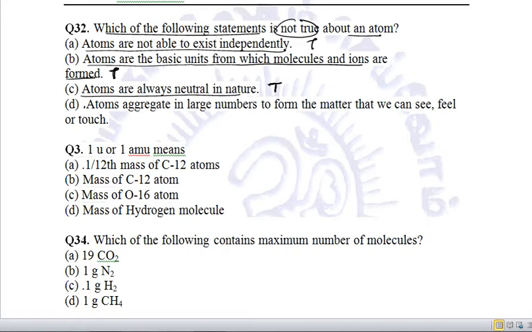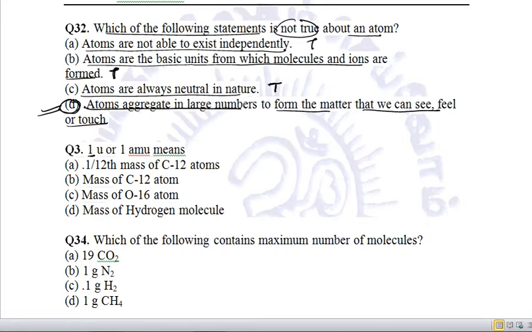Next, atoms aggregate in large numbers to form the matter that we can see, feel, or touch. No, it is not the aggregation of the atoms in large numbers. They can be monatomic, diatomic also. So this is the wrong statement, and this we should mark as our answer. Right? Coming to the next question.